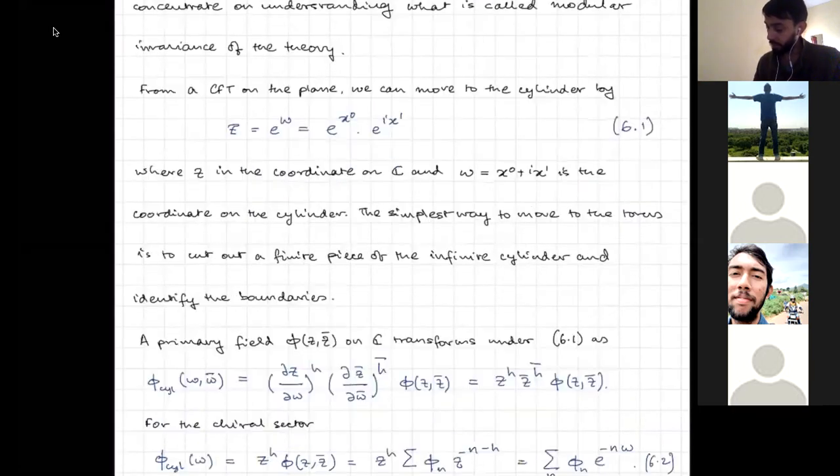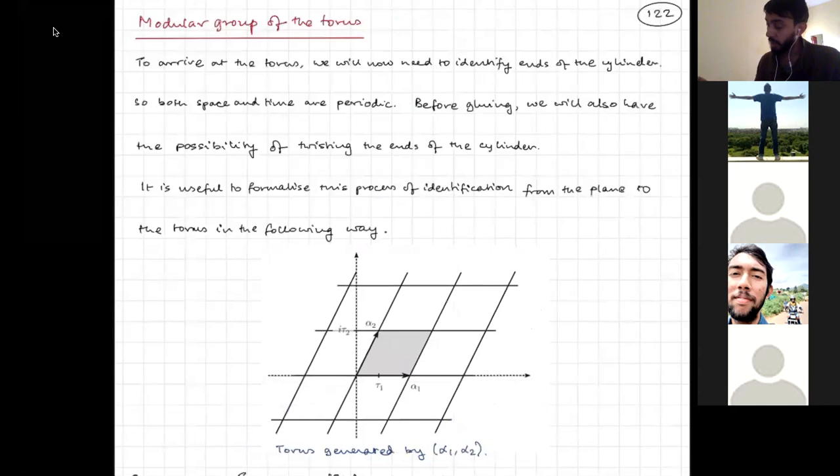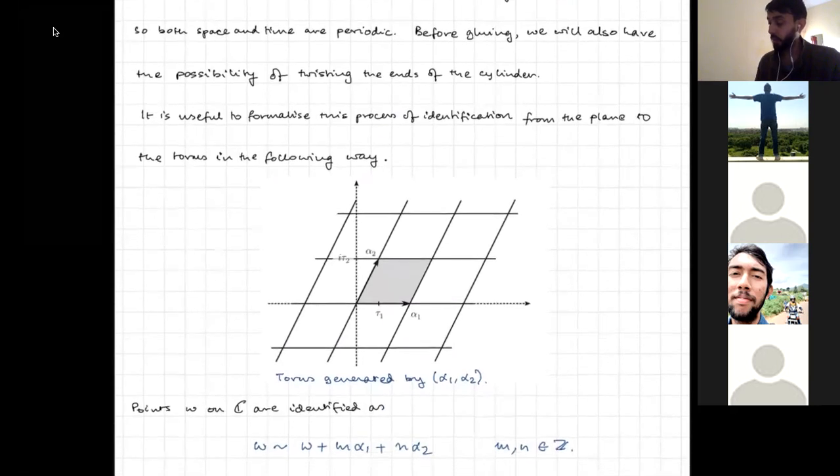And so the thing that I tried to drive home last time around: what is the simplest way of trying to move to this T2? The simplest way is first by looking at the plane and going to the cylinder, and then identifying the two ends of the cylinder. So the idea essentially was that it's a useful way to visualize the cylinder by looking at this particular sort of identifications on the plane.